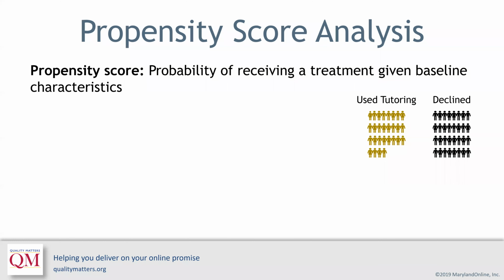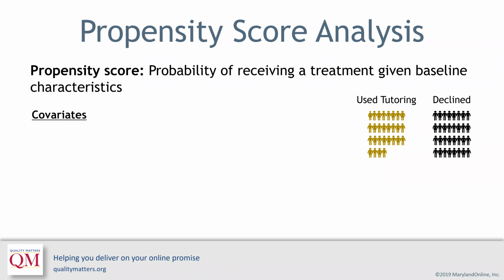A propensity score is the probability of receiving a treatment given baseline characteristics. These scores are then used to balance the two groups before we make our comparisons. In order to compute propensity scores, we need to have some baseline data. You could hear these called covariates.